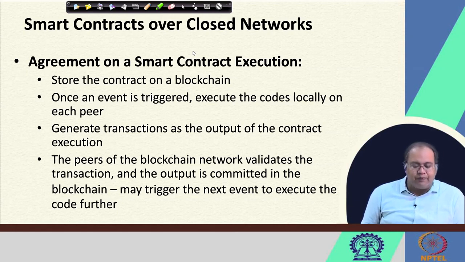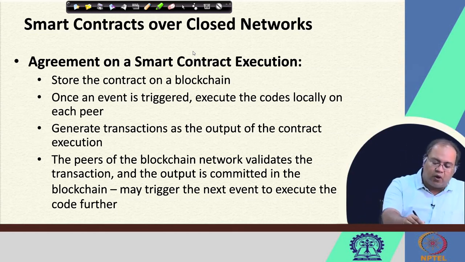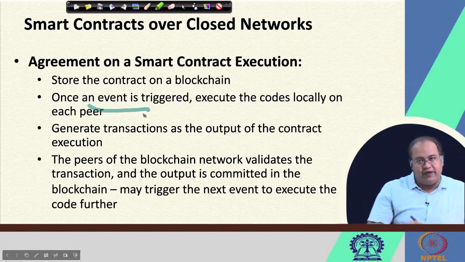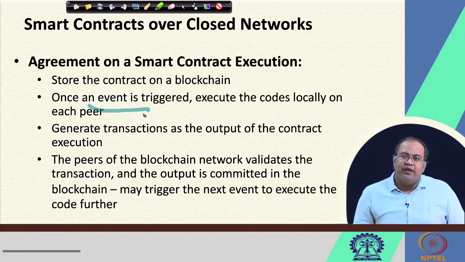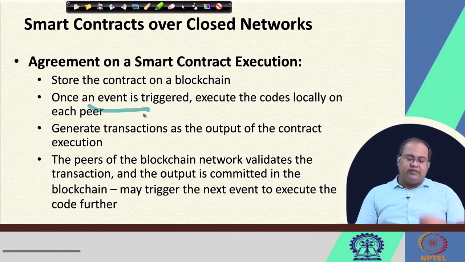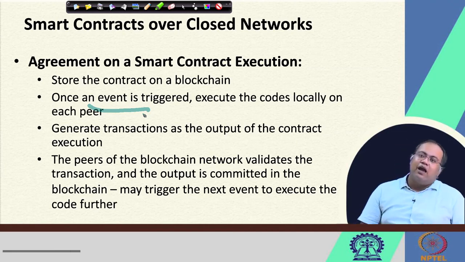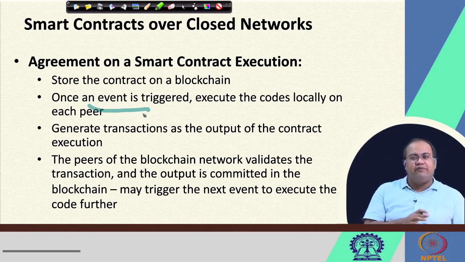Now, once a particular event is triggered, you execute the code locally on each peer. This part is important. Say, for example, a certain amount of goods have been delivered from the seller to the buyer, or the buyer has transferred the corresponding money from its bank account to the seller's bank account. When such an event gets triggered, based on the event, you execute the smart contract locally at each peer or at each participant.